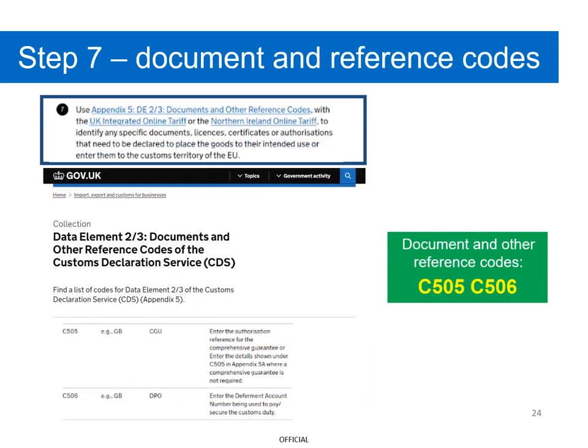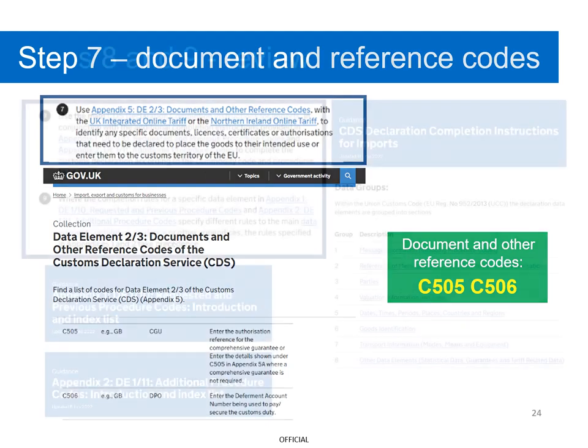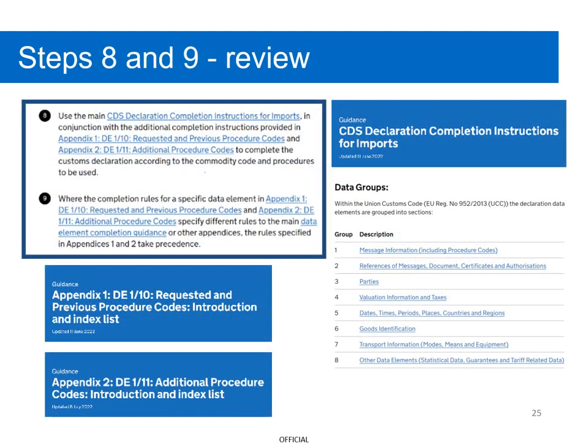Step 7 identified the document and other references codes using Appendix 5, alongside Appendix 1 and 2, as well as the UK Integrated Online Tariff. Steps 8 and 9 were about Hallie taking the information she had already collected and using the CDS declaration completion instructions for imports to find the other data elements, whilst ensuring that Appendix 1 and Appendix 2 take precedence.